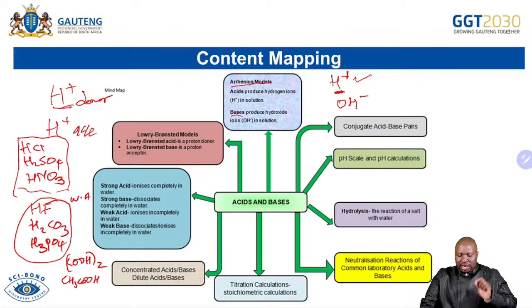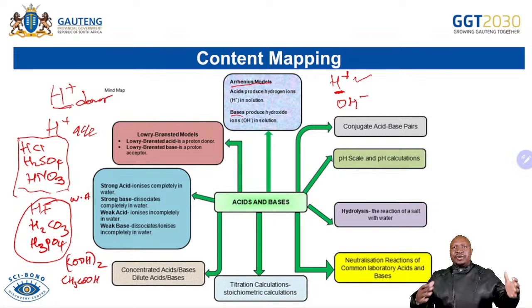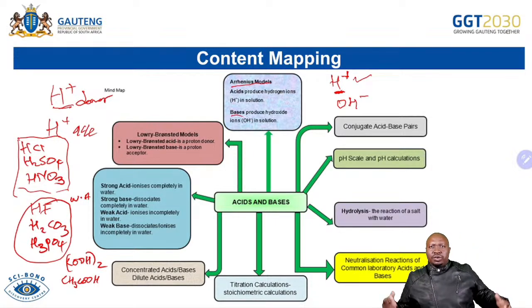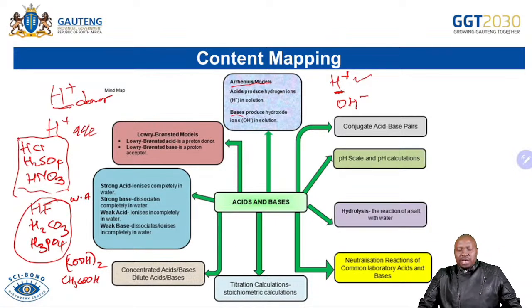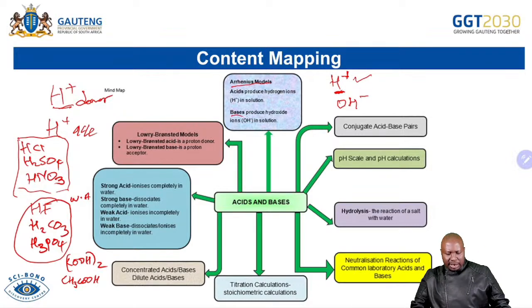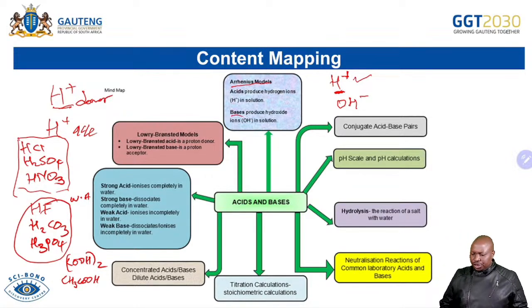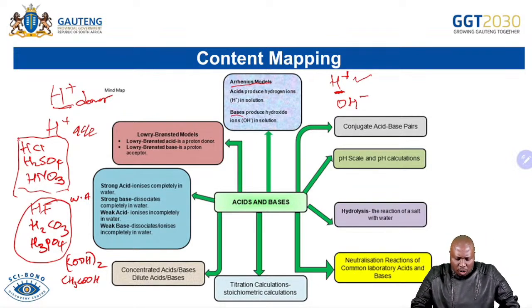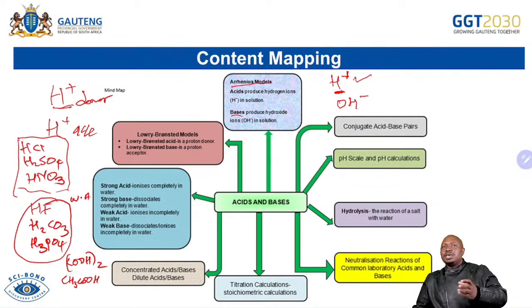So the difference is how they ionize. The strong ones will always ionize completely and form a high concentration of H3O+. The weak ones ionize incompletely and form a low concentration of hydronium ion. I hope that helps you. And then we go to the strong base and the weak base.